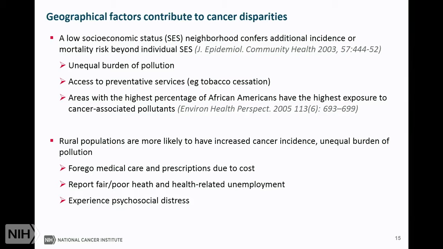Often this can be because of an unequal burden of pollution, as we touched on earlier. But also, in general, socioeconomic status tends to be lower in rural areas, and it also goes to access to healthcare. Both the financial access to healthcare and the geographical access to healthcare become exceptionally important.